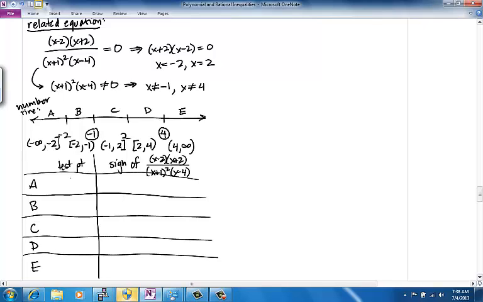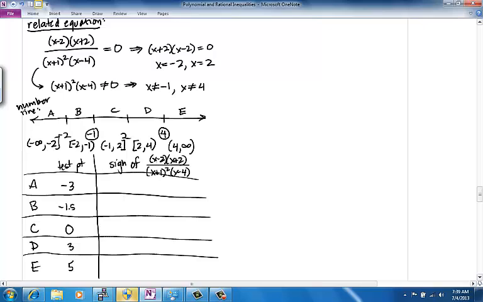A test point, if I want an interval A, maybe I'll take -3. Interval B, I don't have an integer value to take, but I could take like -1.5. Interval C, I'll take 0. D, I'll take 3. And then E, I'll take 5. Then I just want to think about the sign of each of these factors.